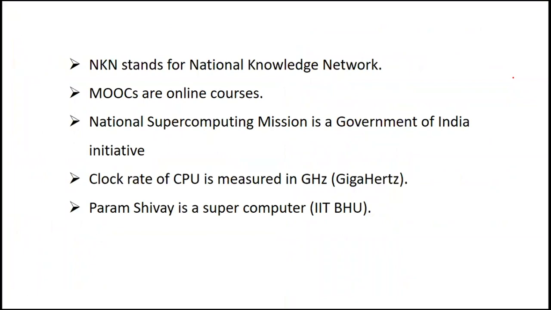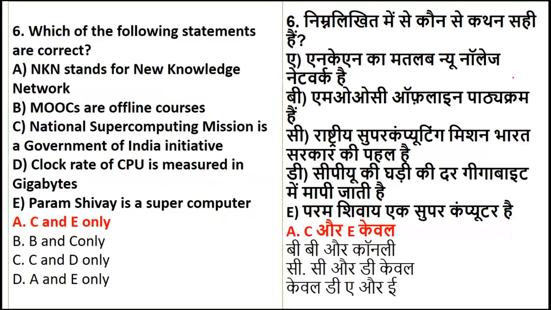So let's see now, NKN stands for National Knowledge Network, whereas here it was given as New Knowledge Network. MOOCs are not offline courses, they are online courses. National Supercomputing Mission, we know it is an initiative by Government of India. And the clock rate of a CPU is measured in gigahertz and not gigabytes. It was given as gigabytes.